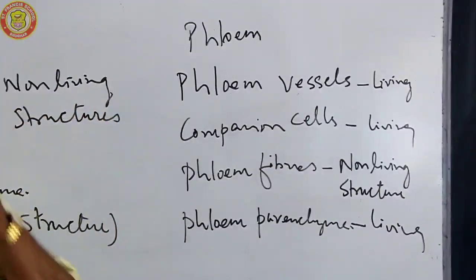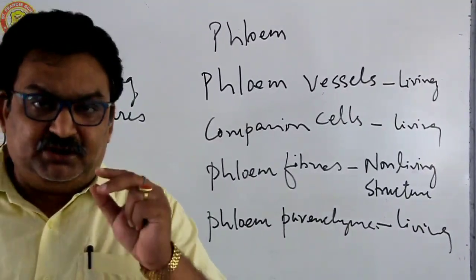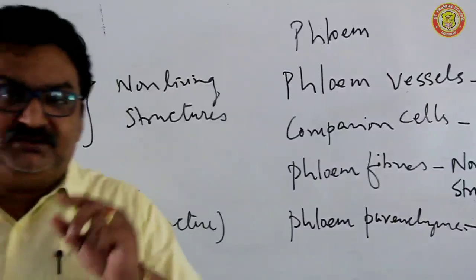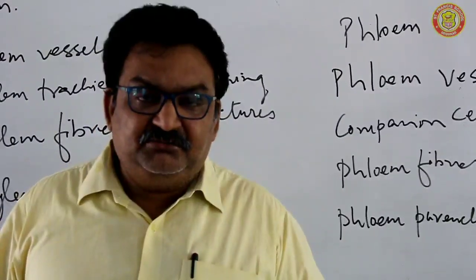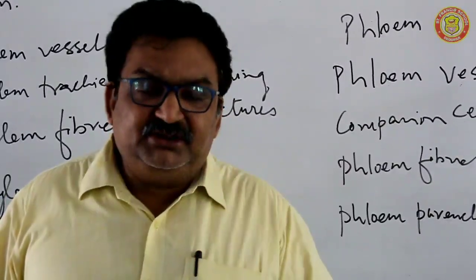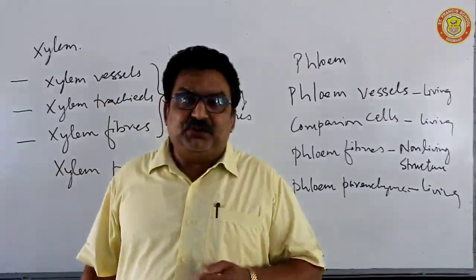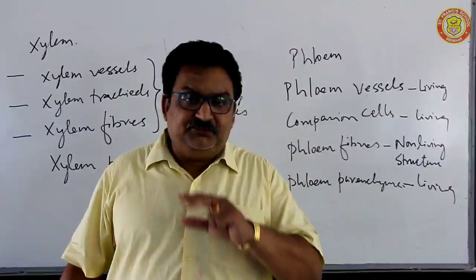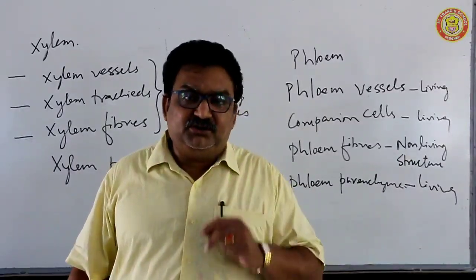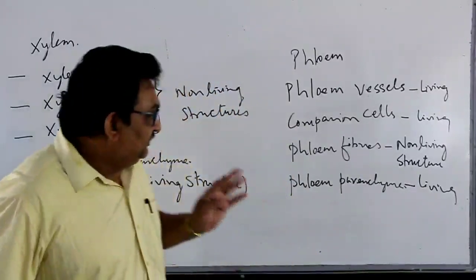Now, what are the conditions when we can say a particular structure is a living structure or a living cell? It needs to have three things. That is, one is the outer covering. In plant cells, you have cell wall. In animal cells, you have cell membrane. Then you have cytoplasm, which is all filled around the nucleus, and the nucleus, which controls all the activities of that particular cell. So this is what it is.